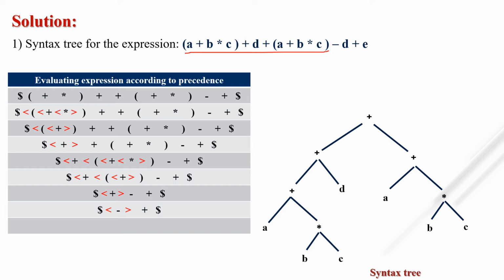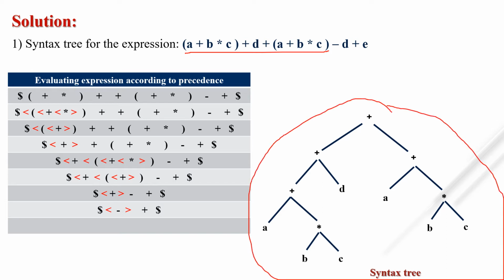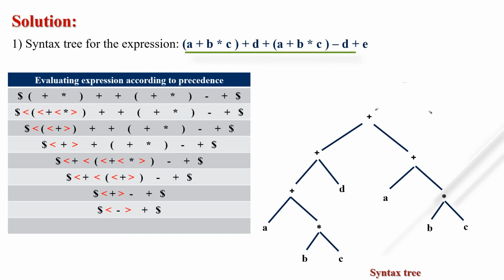Will be subtracted with d. Okay, so the whole expression will be subtracted with d. So d is on the right hand side, so we have to put the arrow on the right hand side, and the child node is d.